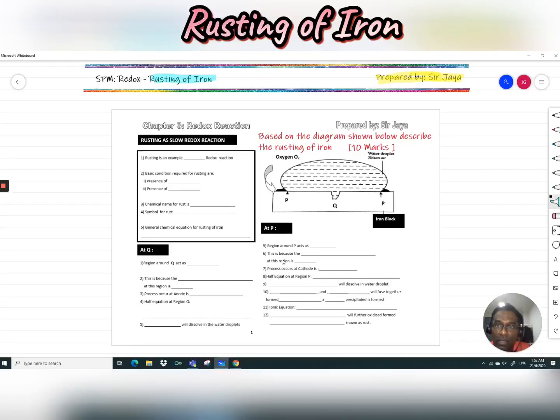To study, we will discuss rusting as a slow redox reaction. As we know, rusting is a corrosion of iron metal. This corrosion is the most common corrosion in all metals. We start with the first point, rusting.